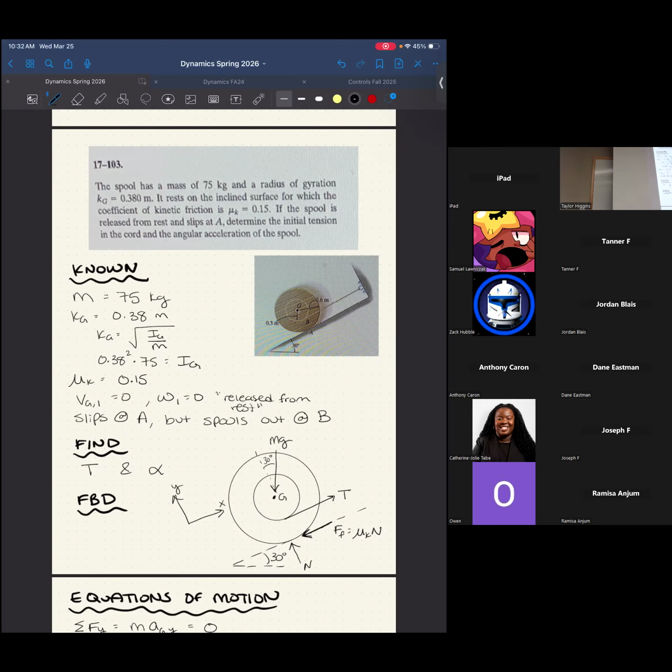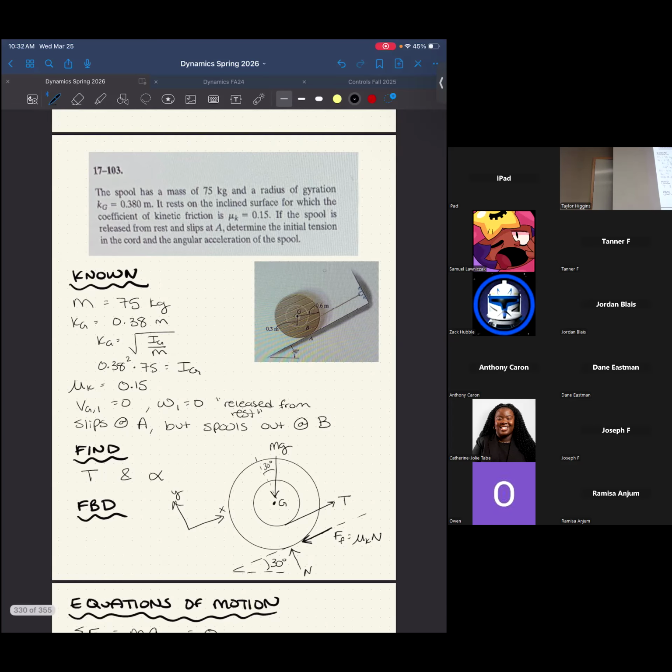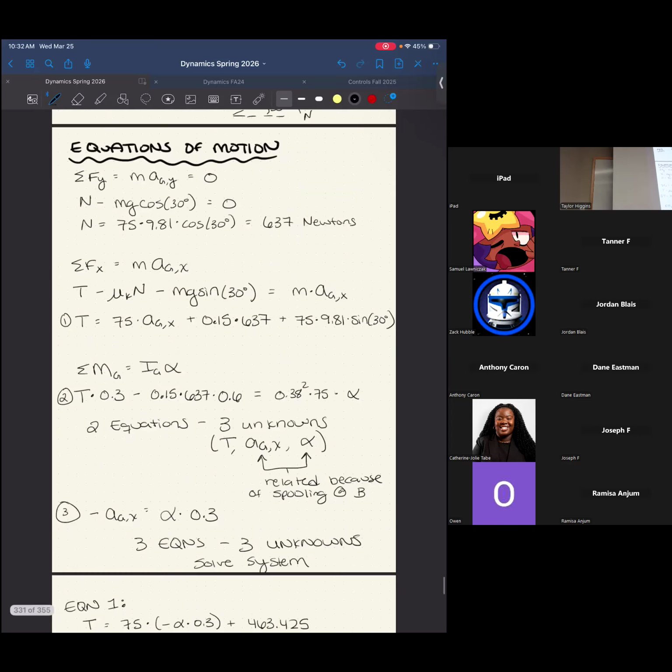Yeah, because it tells you that it's slipping at A. So it's absolutely not omega times 0.6. That's the wrong R. But because it's spooling out perfectly at that 0.3 radius, we get that same relationship. That makes sense. Okay. If we're given that the spool doesn't roll like that, would it still be solvable? No, this one relies on you knowing that relationship.